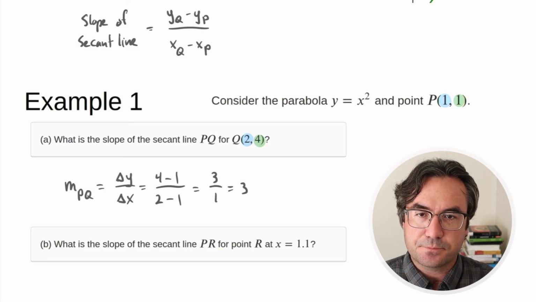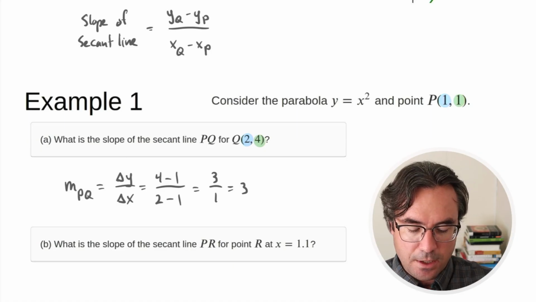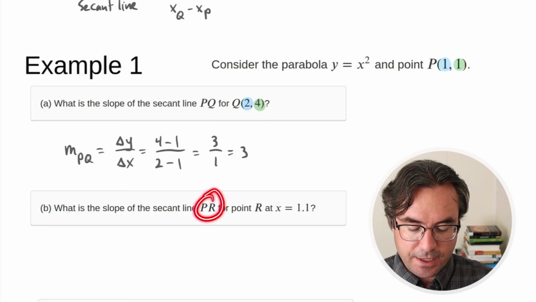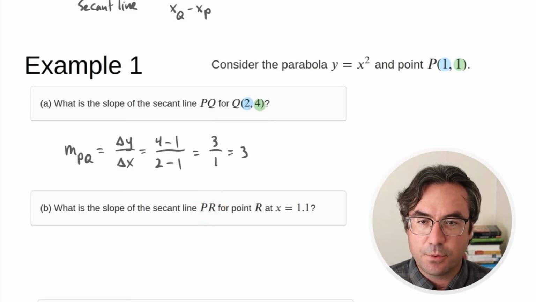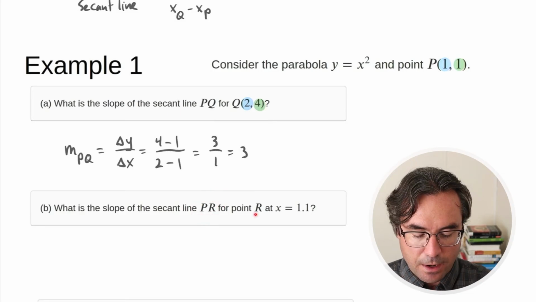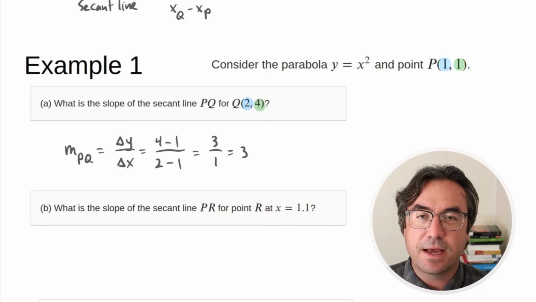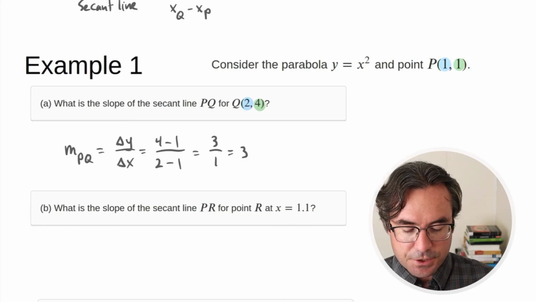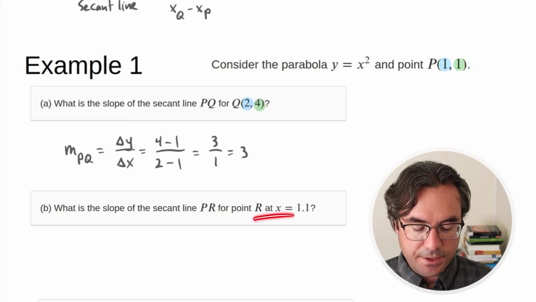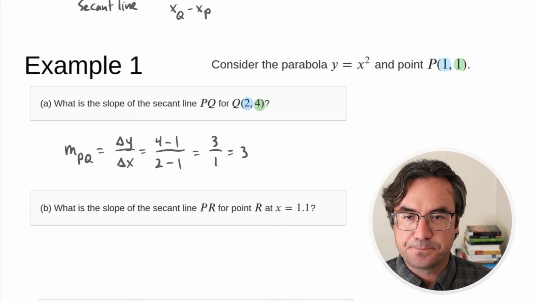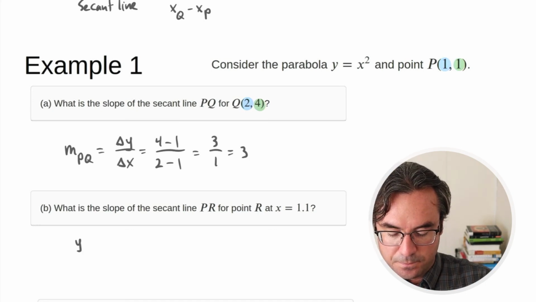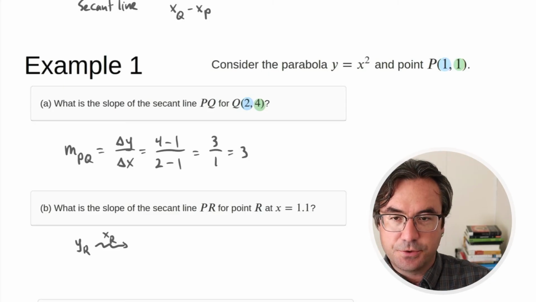All right. So let's try one more. Let's say we're calculating the slope of the secant line connecting points P and R, where R happens at x value 1.1. So first we have to figure out, well, what is the y-coordinate at that point? So to find the y-coordinate, we just have to plug our x-coordinate into the function.